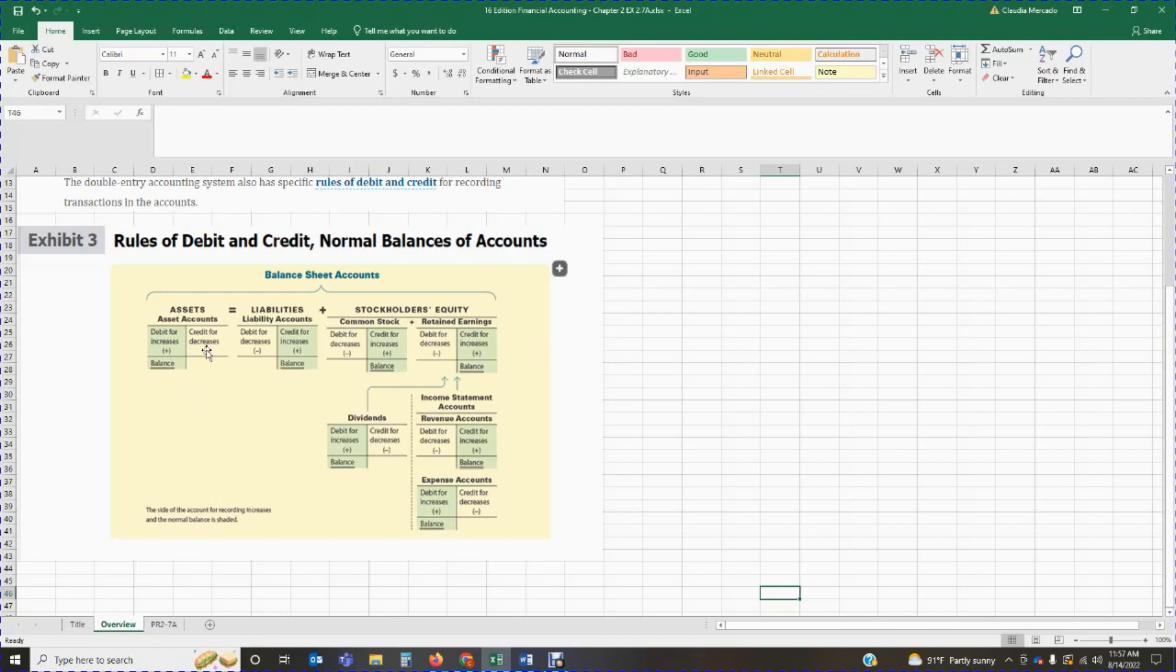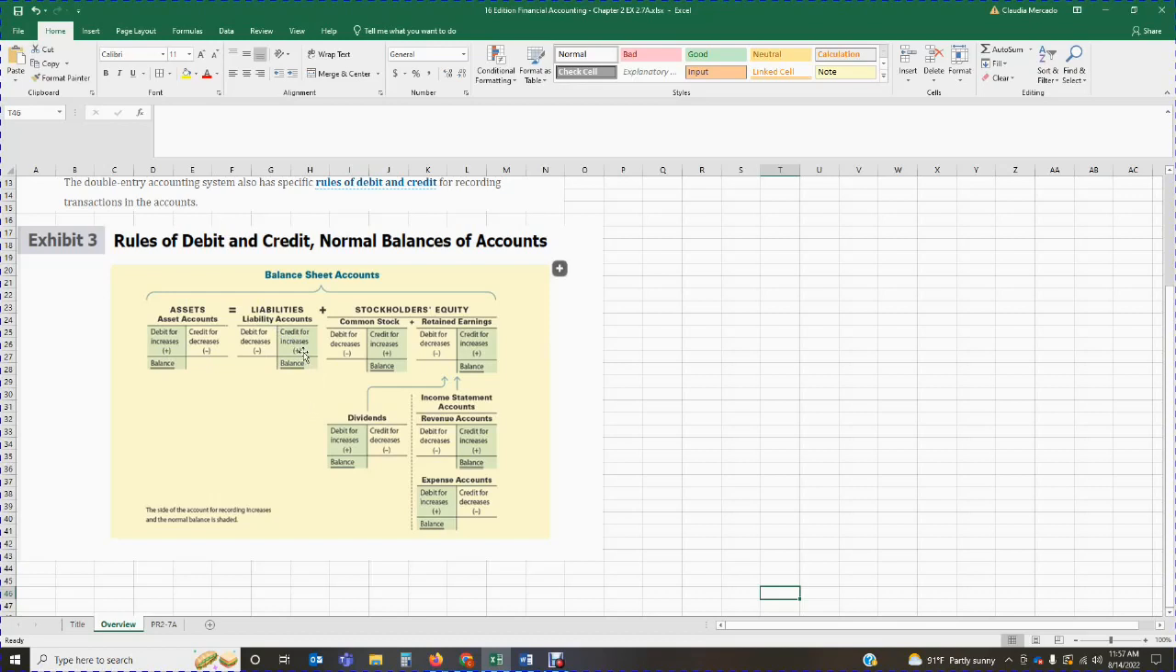So you need to identify that. Well, it's an increase. If it's an increase, then you would debit. If it's a decrease, you would credit. And this is for assets. Same thing for liabilities. Now for liabilities, the normal balance is a credit. Okay? So did your liabilities increase?